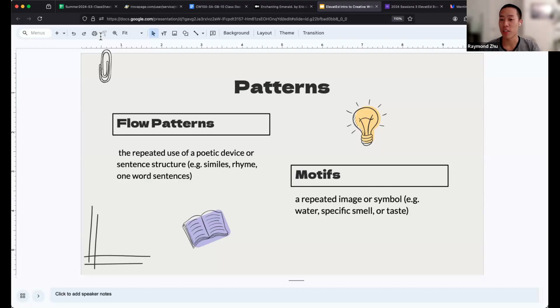What else? The other pattern I want to talk about is motifs, right? So repeated image or symbol, like water or a specific smell or taste. There are motifs everywhere. If you think about, not just in writing, but even in music, da, da, da, da, Beethoven's Fifth, that's a motif. It starts off, it repeats, and it sort of sticks in your head. That's something you associate with it. Some other ones I thought of were like in Harry Potter, maybe the Horcrux. Those repeat, I think, after the fourth book multiple times.